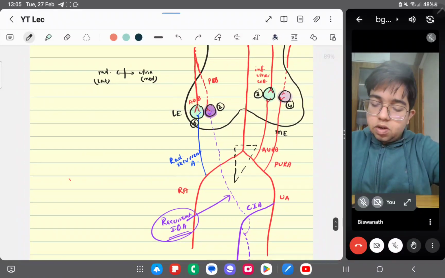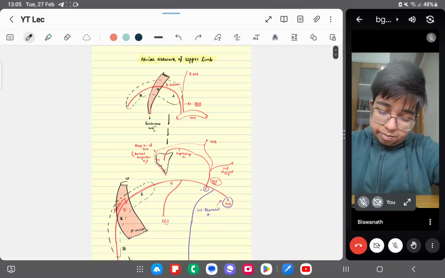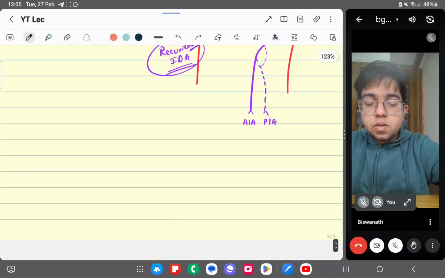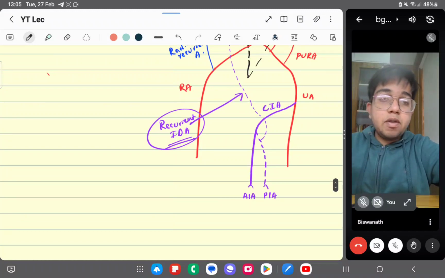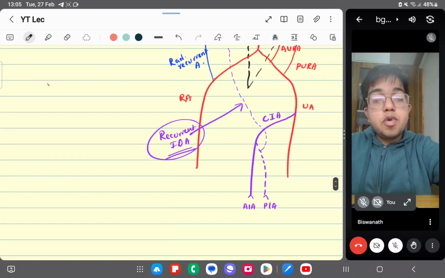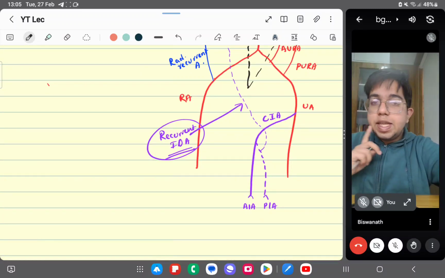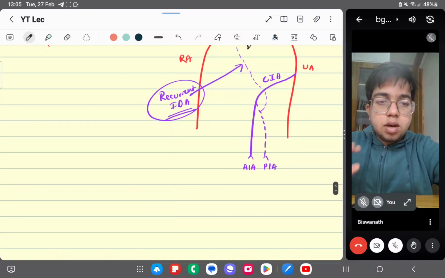Okay. So after completing this complicated stuff, I believe, so basically now we saw what the arterial network of the elbow is. Okay, and now we have to do the hand part. Okay, the palm. So we'll see how the palmar arches are formed. Okay, just focus on this area.